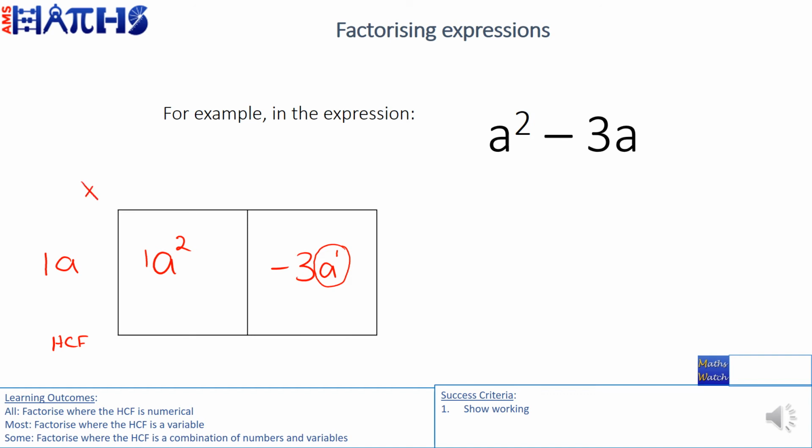Then we'll have to find the two terms that will multiply to give us a squared and minus 3a. So 1a times a will give us a squared, and 1a times minus 3 will give us minus 3a. So it therefore means that our answer is going to be 1a, we don't need to write the 1 in front, open bracket a minus 3.